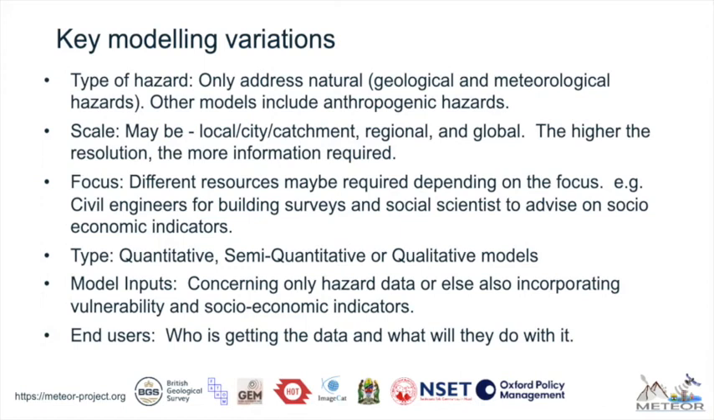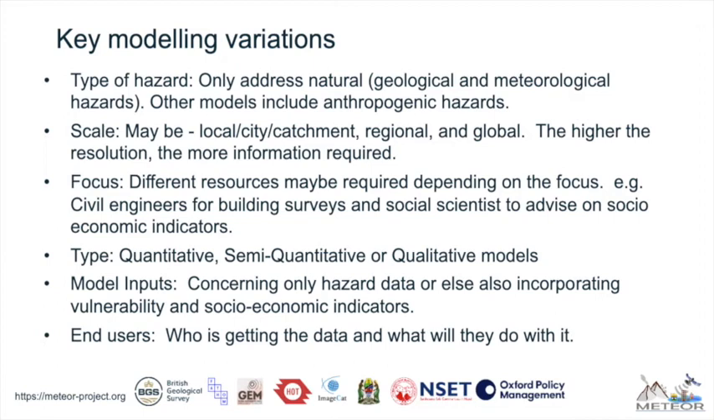Finally, an important variation is the type of end user that the model is aimed at. Models can be designed to provide information to local authorities, urban planners, engineers, building owners, civil protection services, insurance companies, or the public. This makes a difference in how they are constructed and what input parameters are included.